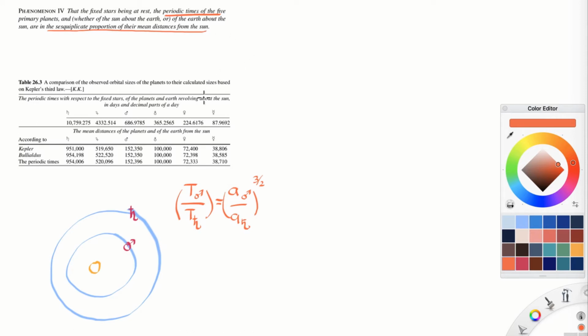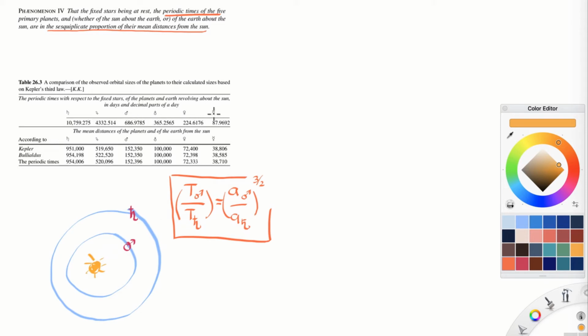How does he know that to be the case? Well, he provides us the data in table 26.3, which I've reproduced right here. This is a comparison of the observed sizes of the planets to their calculated sizes based on Kepler's third law. Remember, this here is Kepler's third law. So essentially, he is going to argue based on the data that the planets in their orbit around the Sun obey Kepler's third law of planetary motion. Let's just look at this table to make sure we understand.